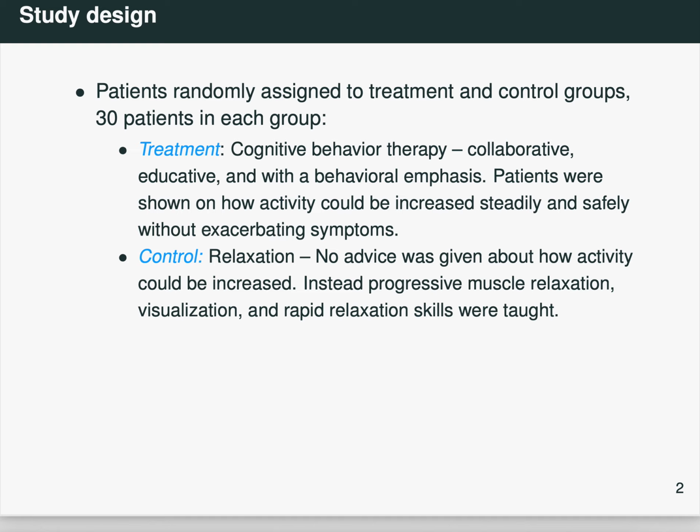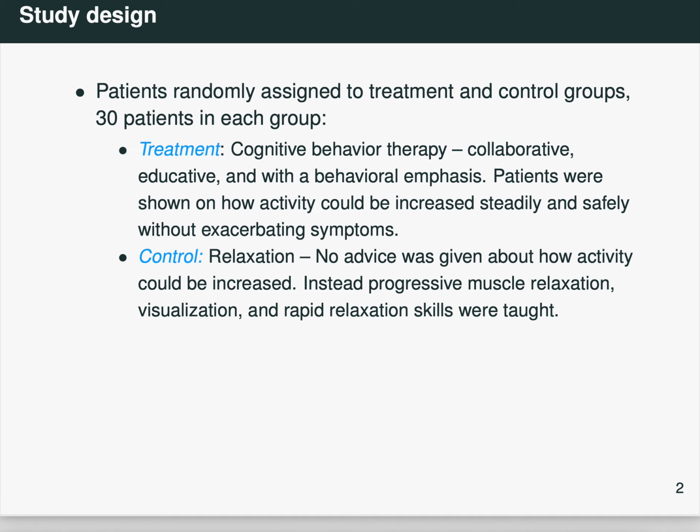The study design is how the study was conducted. So when we talk about it from a perspective of how was it organized, what was the flow of things, what was introduced to the groups, that's what we're talking about here. The patients were randomly assigned to a treatment group and a control group with 30 patients in each group. Now remember, we had 60 total participating, so we really want to try and keep those groups approximately equal.